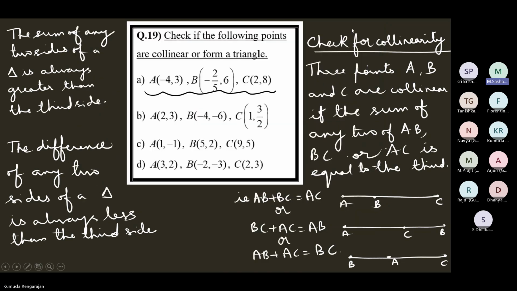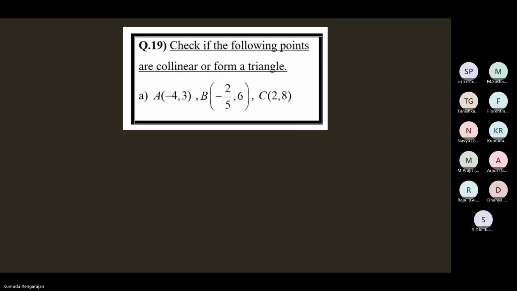AB is root 709 by 5. Root 709 by 5. Okay, what about BC? AB, ma'am, has got 3 root 61 by 5. 3 root 61, ma'am. Yeah, 3 root 61 by 5.